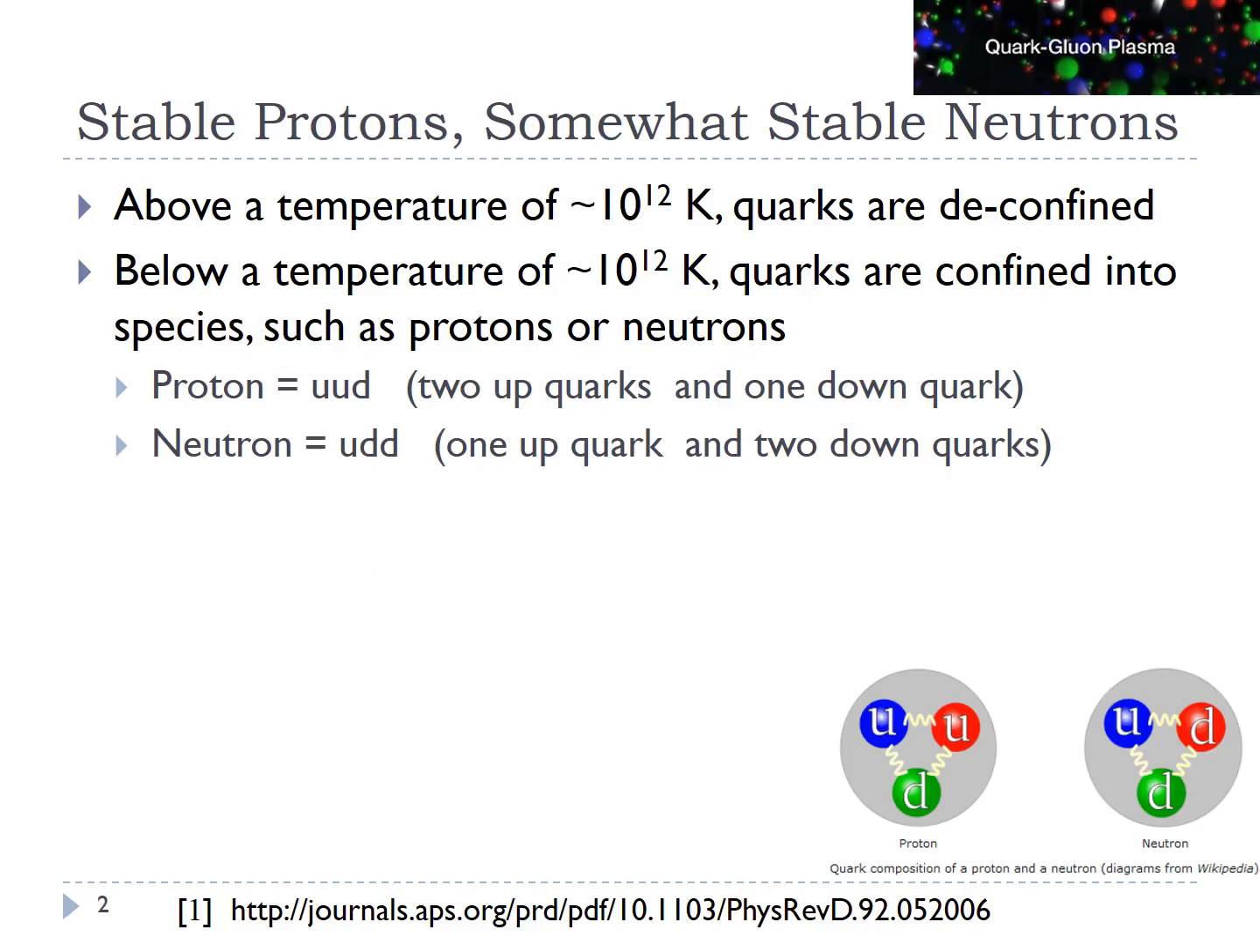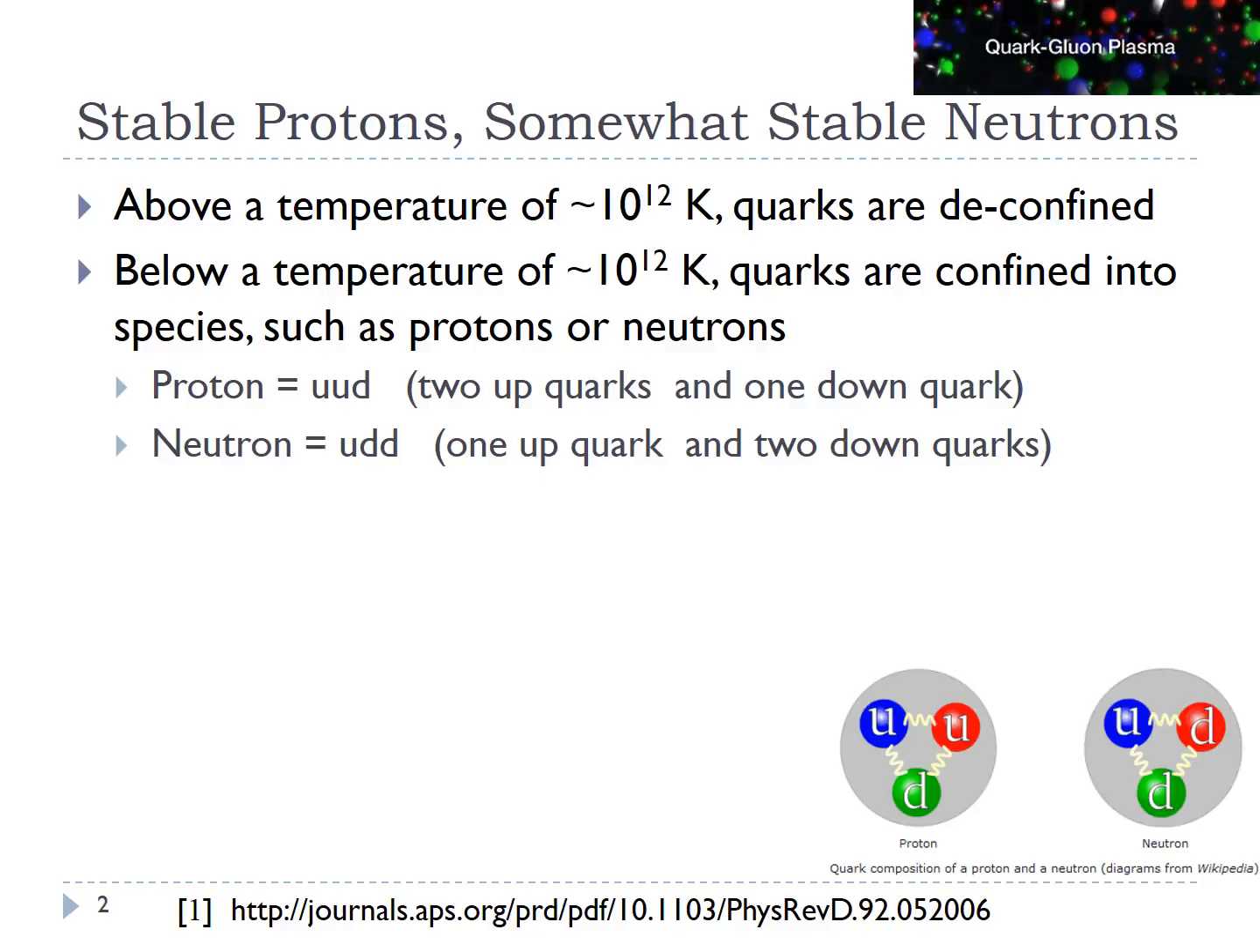So let's start off with the basics. When you're above a temperature of about 10 to the 12th kelvins, you can form what's called quark-gluon plasma. I'm bringing this up mostly because I don't want to confuse it with a different type of plasma that we're talking about later, which is when electrons are ripped off of atoms. Quarks are no longer confined, and free-floating quarks and gluons are floating around.